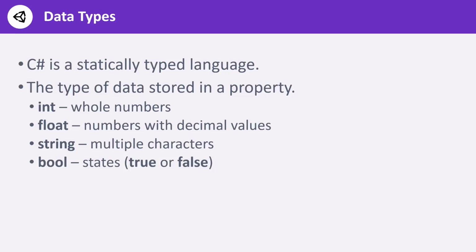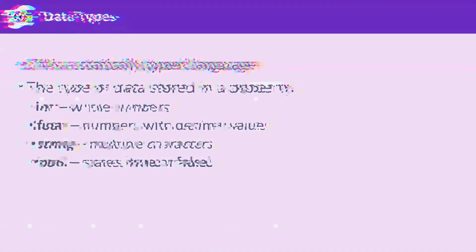Lastly, the bool data type is short for Boolean. It can store the state of something. There are only 2 possible values for a Boolean value. They're true or false. For example, we can store the state of an item. Has the player used an item already? We can store that type of information as a Boolean value.